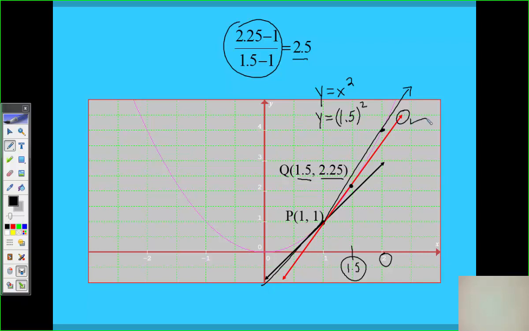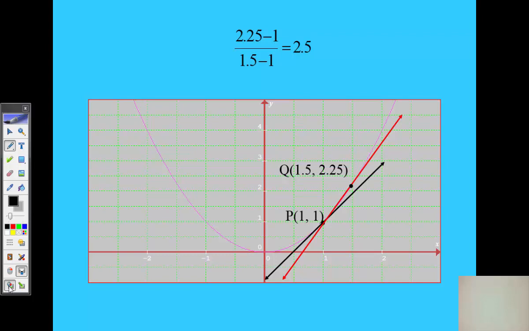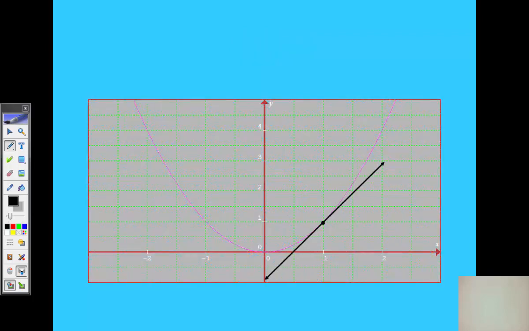So this secant line here is closer to the slope of that tangent line. So it's a better approximation. So we would say 2.5 is a better approximation of the slope of that tangent line than it was when x equals 2. We could repeat this process and get an even better estimate for the slope of that tangent line.